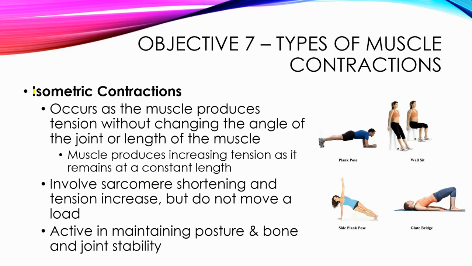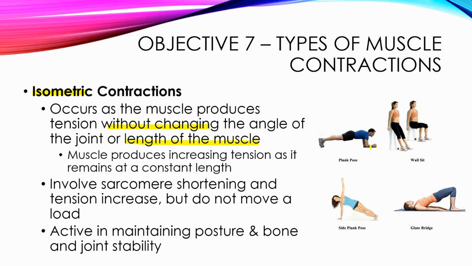And then in isometric, this time we're going to have tension created, but this time the length of the muscle is staying the same. So we're not changing the angle of the joint, we're not changing the length of the muscle. And so these are going to be a lot of your control type of muscle tension. If you've done these types of activities, you know that they require a lot of muscle strength, but you're actually not doing anything. You're just kind of holding yourself.